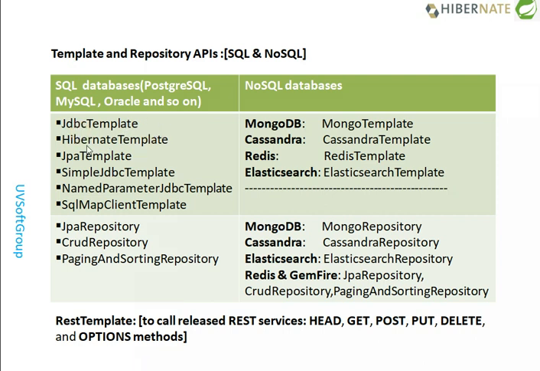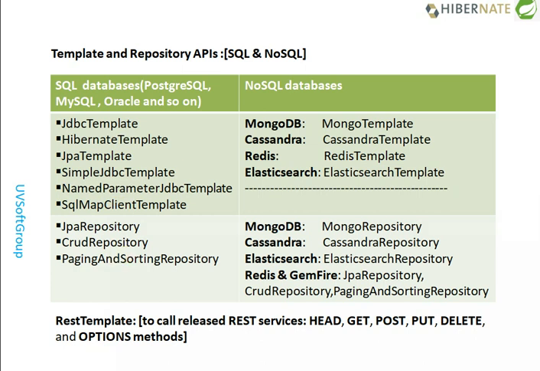You have a JdbC template, a Hibernate template, and a JPA template: simple JdbC template, named parameter JdbC template, SQL map client template, and then the non-SQL world. And depending on the complexity, if you have a SQL-based database like PostGIS, MySQL, Oracle, or DB2 Informix, you have the possibility to combine those solutions and integrate those implementations or APIs into your development frameworks, like here.